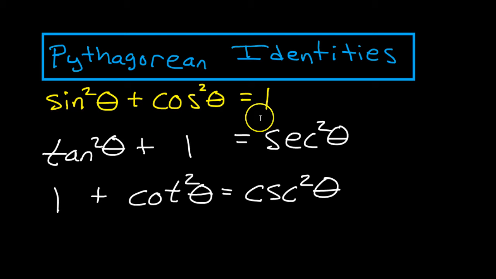Sine squared theta plus cosine squared theta equals 1. Memorize that right this second. Alright, pause the video, copy it down, try to write it down from memory over and over again until you can do it easily.